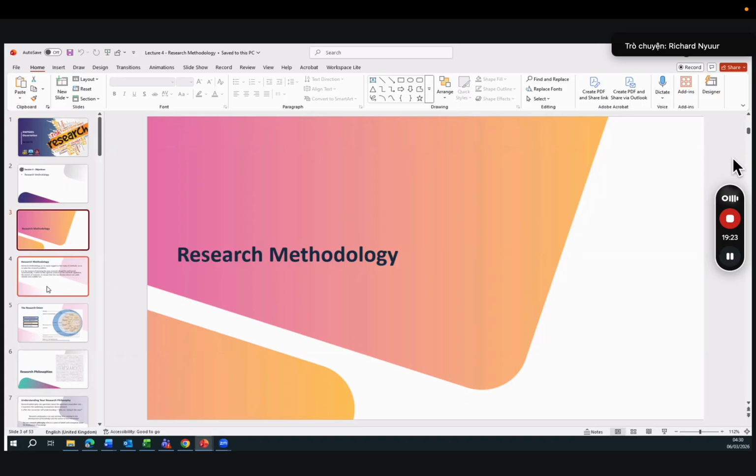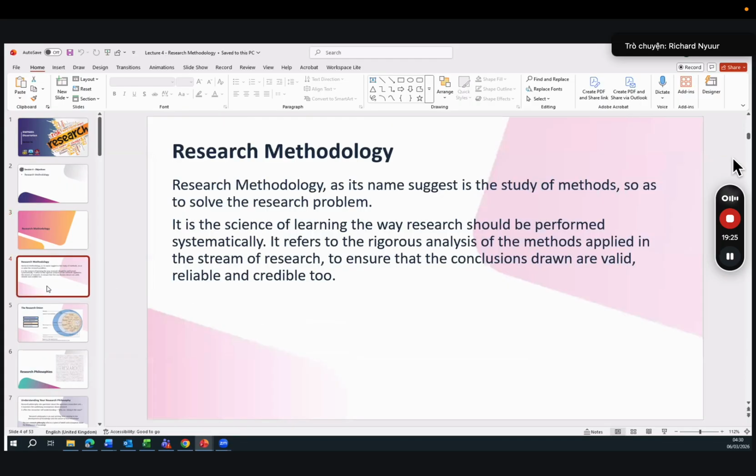From there, we want to look at how you're going to collect your data and how you're going to analyze the data. Now, research methodology is about going out to collect the data.